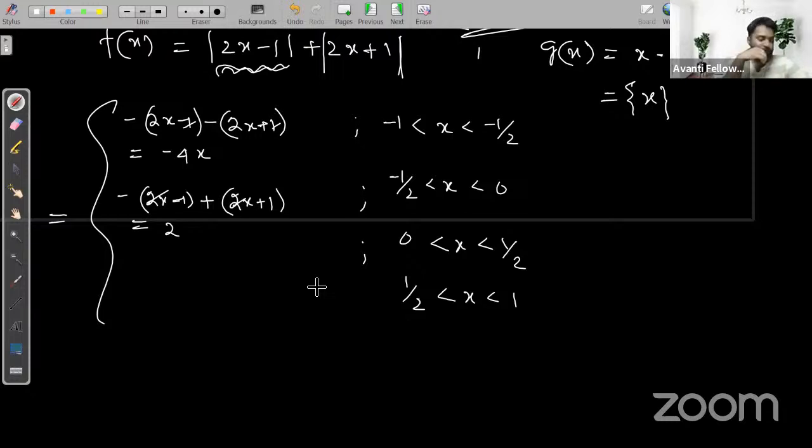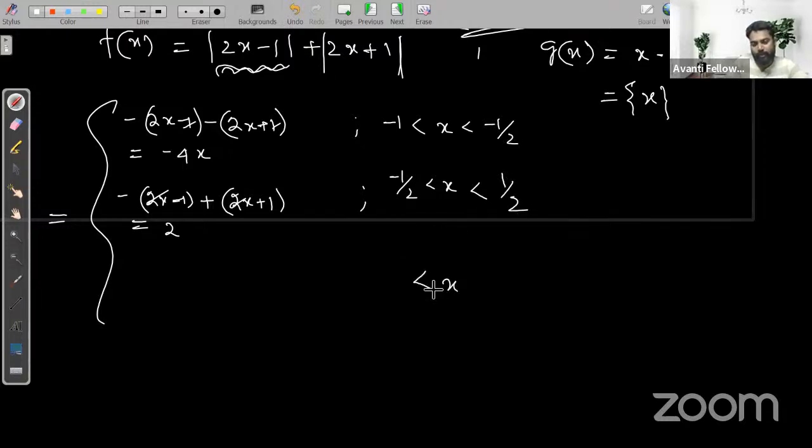Oh, we can take 0 is not our critical point, na? So we can take it this way. The intervals are like this: minus 1/2 to 1/2, and the third interval we can take is 1/2 to 1, right?